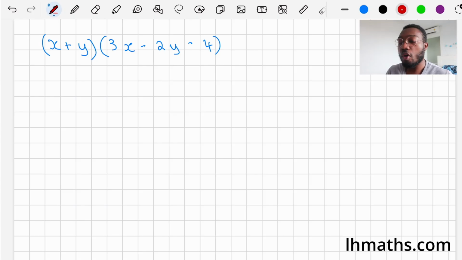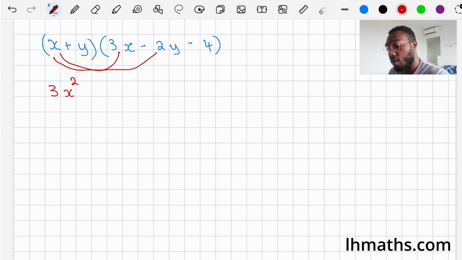So for this question, we have an extra number now in the bracket, but it's still the same way. We're going to start off with the x, and we're going to times all the other values by x in the other bracket. So if we do that, we get x times 3x, which gives us a 3x squared. We have x times minus 2y, which gives us a minus 2xy. We can't do anything with that, so we just put them together. And then we also have an x times a minus 4, which will give us a minus 4x.